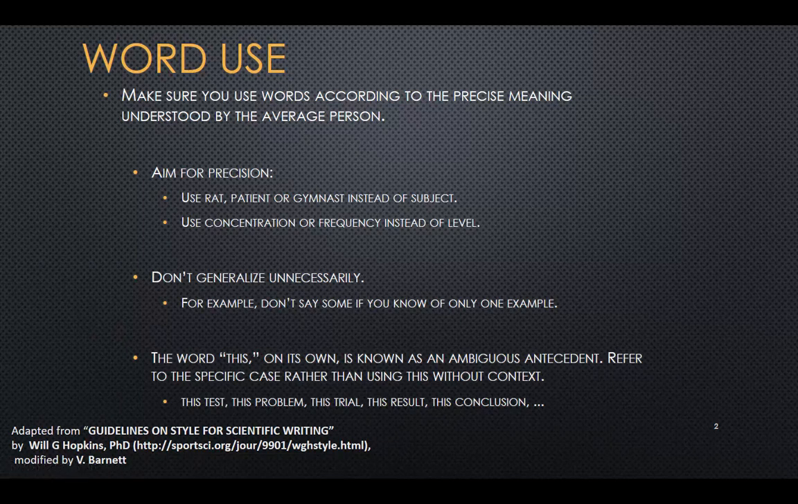There's a problem with the word "this." Sometimes it can be ambiguous in what it refers to. And so rather than just using "this" without what it refers to, say what it refers to and then you remove the ambiguity. So you can say "this test" or "this problem" or "this trial," and it becomes much more clear than if you just say "this shows that." Well, what is this? This test shows that. That's what you want to convey. Make sure that your reader knows what you're talking about.